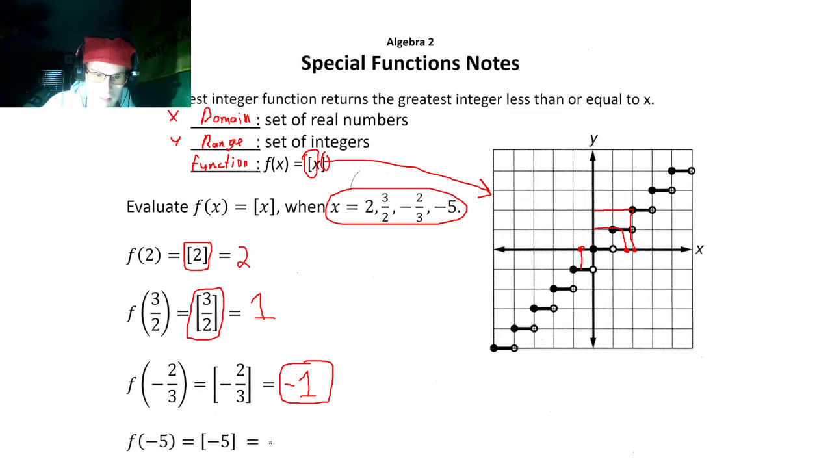And then for negative 5, it's the same thing, negative 5. All right? That's how the greatest integer function works.